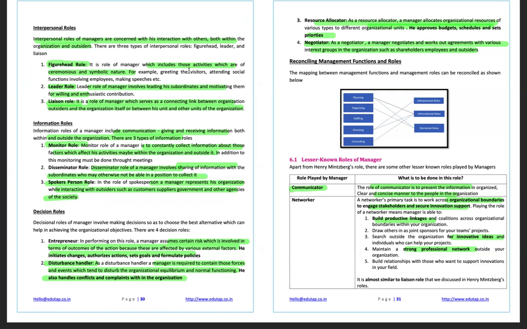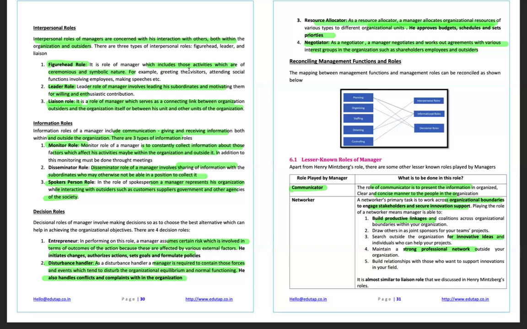The liaison role is about being a bridge, serving as the link between organization outsiders and the organization itself, or between his unit and other units of the organization. Informational role of a manager includes communication, giving and receiving information both within and outside the organization. So there are three types of informational roles.